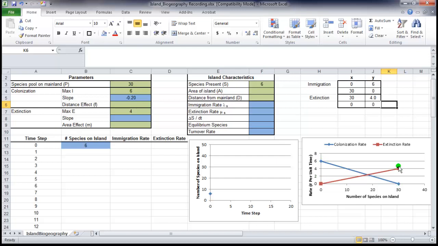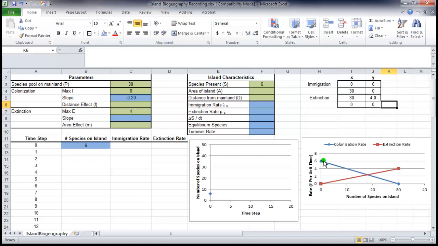Notice that these lines were derived from just a few inputs. How many species are on the mainland? What is the maximum immigration rate, which is determined when the number of species on the island is 0? And what is our maximum extinction rate? That's set by the maximum number of species that could be lost when the island is full.